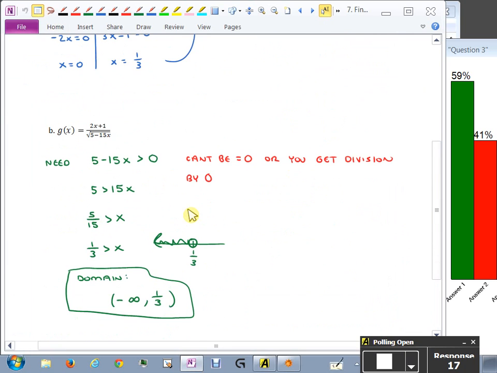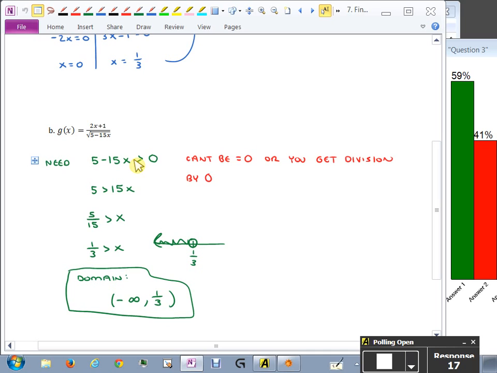Okay, so look at this one. This one, I give you a square root in the denominator. So you got to make sure that what's underneath it is bigger than 0, cannot be 0, right? Because then you'll have division by 0. So this is what we get. This is not a quadratic inequality, right? That is a linear inequality. Those are easier to solve.